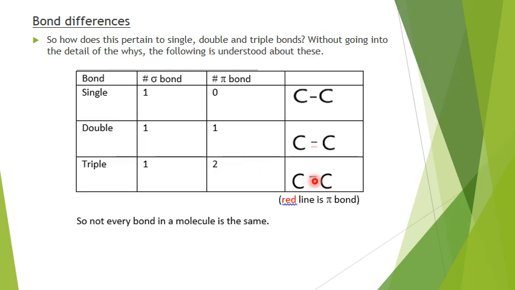The sigma bond is between the two carbons, while the pi bonds are going to be perpendicular, one going in this direction and one going in the z direction. So not every bond in the molecule is the same. When you see a double bond, it actually has one strong bond and one weaker bond. A triple bond has one strong bond and two weaker bonds.